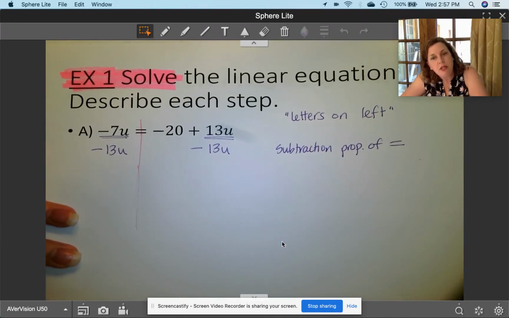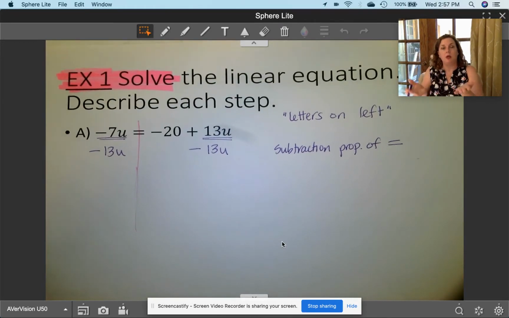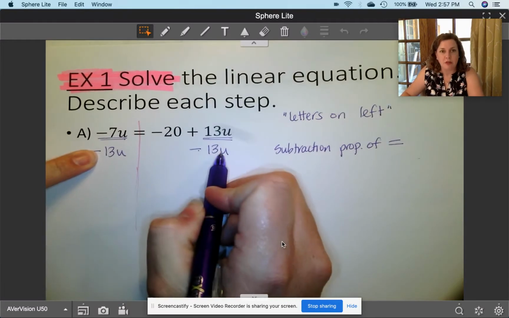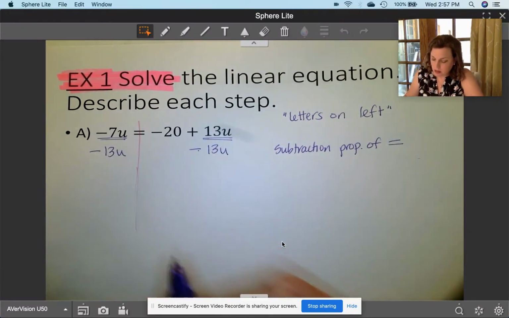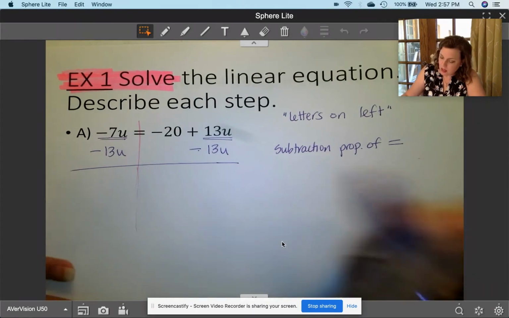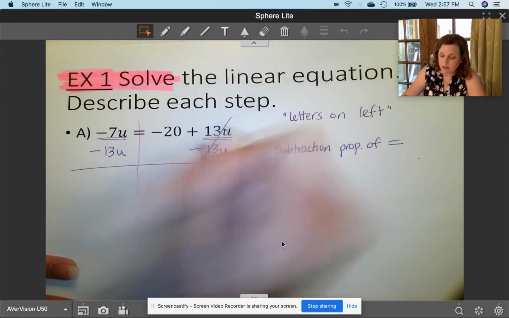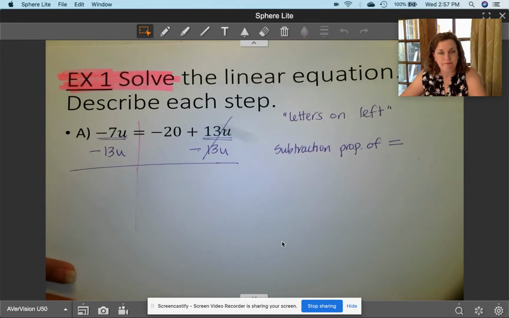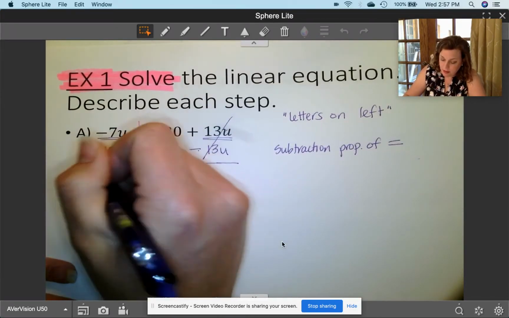So property of equality really means that we're keeping things equal, right? Equal on both sides of our balance here, okay? And we subtracted 13 from both sides. And so that is our first step. Positive 13u and negative 13u is 0 u's. We don't need them. And so now I have negative 7u and negative 13u.